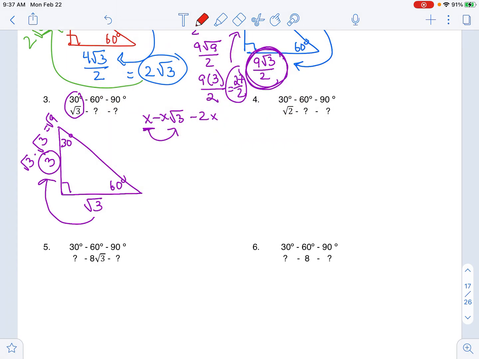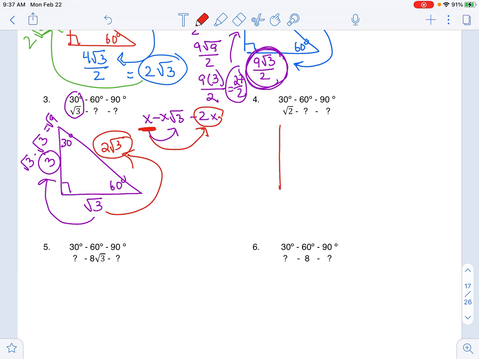Okay, and I always like to start with the x. So next, I need to get to here, which is this side. Notice I'm making it bigger, and what are we doing now? Multiplying by 2. So I'm going to go ahead and multiply by 2. Nothing else you can do, so this one you are done.